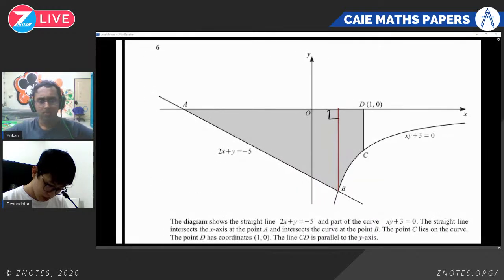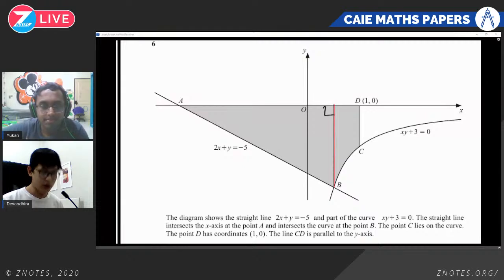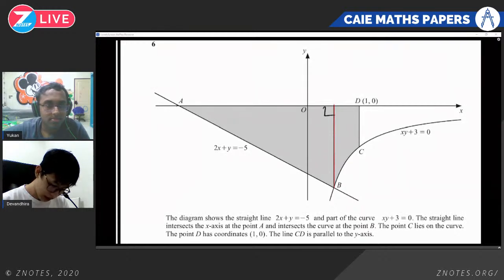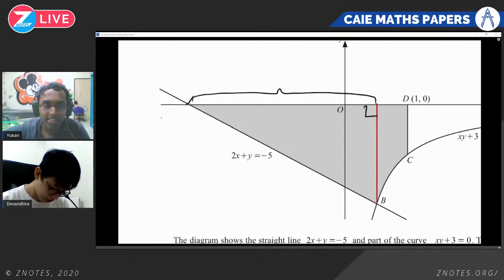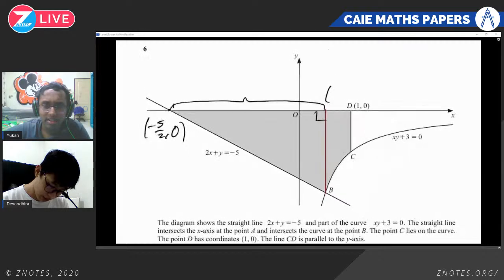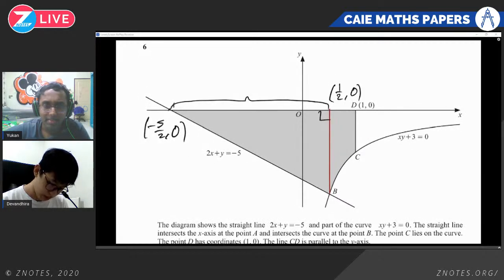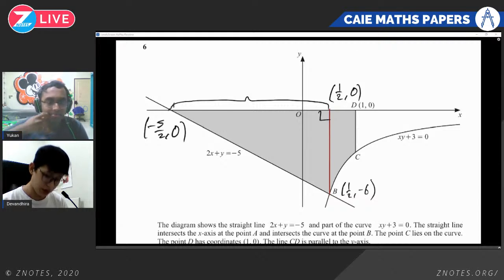Because this is a right angle triangle, we can just do the triangle formula, half times base times height. What's the length right here? The length is the difference in x coordinates from A to B. A is negative 5 over 2, and B is negative half. So the base is 3, because it's half minus negative 5 over 2. And the height is the difference in y values, which is 0 to 6. So it's just 6.